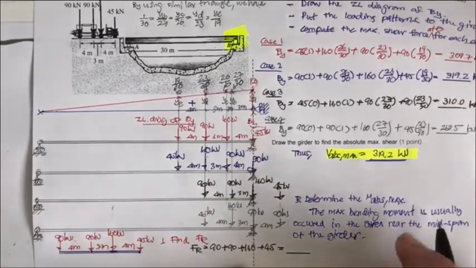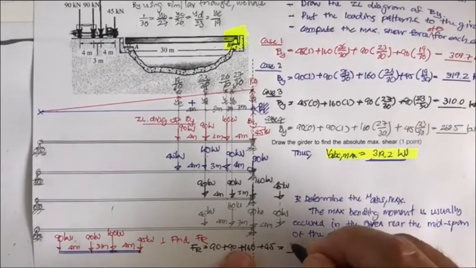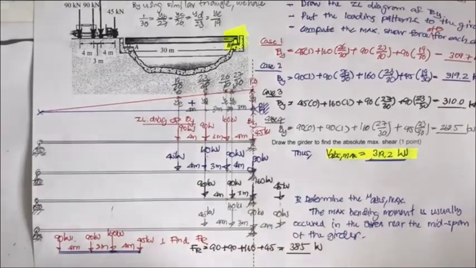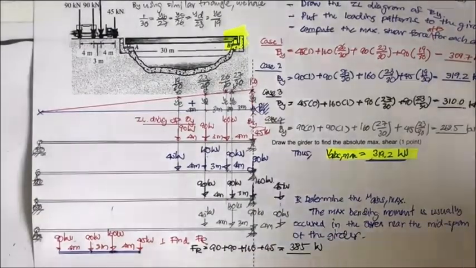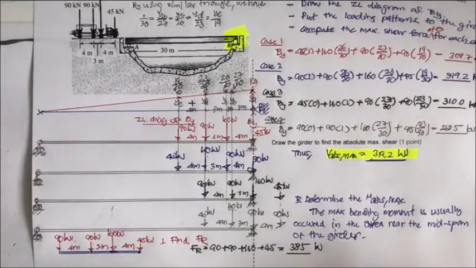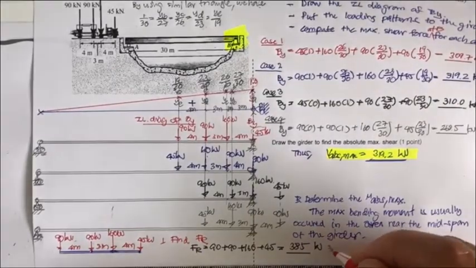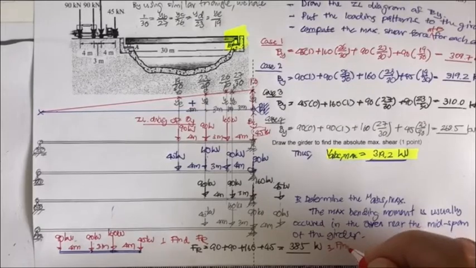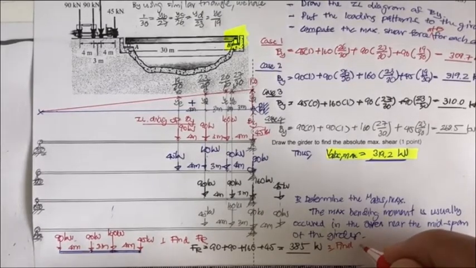Put it into the calculator. That is going to be 385 kilonewton. That's going to be the first. Okay, and then the second one, we find the location of F sub R, find X bar.